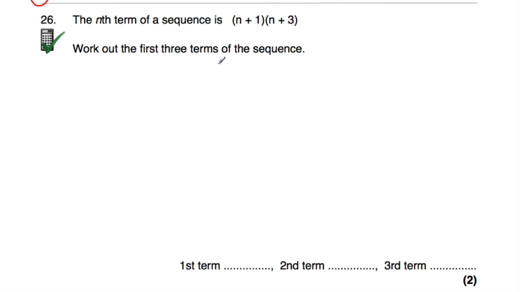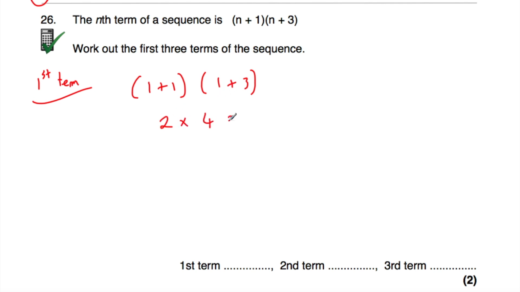But if we want to find the first three terms of the sequence, we just need to substitute in 1, substitute in 2, and substitute in 3 for the values of n. So let's do that. So let's find the first term. For the first term, we're going to substitute in 1. So we would have in the first bracket 1 plus 1, and the second bracket would be 1 plus 3. 1 plus 1 is equal to 2, and 1 plus 3 is equal to 4, and then if we times them together, 2 times 4 is equal to 8. So that means the first term in the sequence is 8.